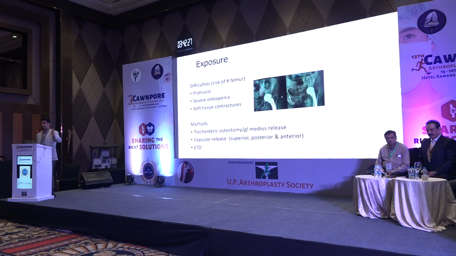So let's go one by one. In exposure, we know there are going to be difficulties in protrusio. There are going to be difficulties if the patient has got osteoporosis or osteopenia, and there may be soft tissue contractures. So take care of these when you're doing the surgery. You may want to do a controlled trochanteric osteotomy or a gluteus medius release, but you definitely would need a capsular release to dislocate, especially in patients who have got protrusio. And the fallback is your extended trochanteric osteotomy, so learn that as well.